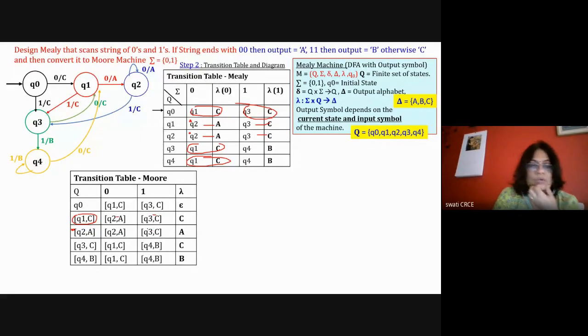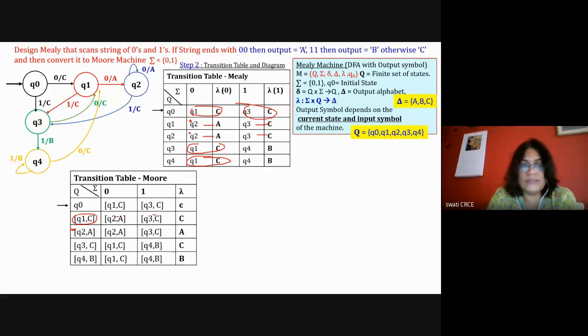Then you take Q3C second. For Q3 also, the possible combinations are only one. All Q3s are with C only, so only one row here. Then Q3 goes to Q1C and Q4B. So Q1C and Q4B, and the output is C. Now take Q4. Q4 also has only one possible combination, Q4B. So take Q4B and write down Q1C and Q4B.